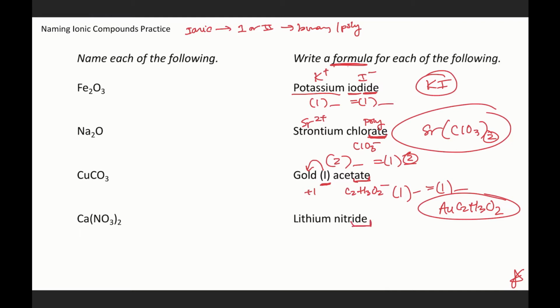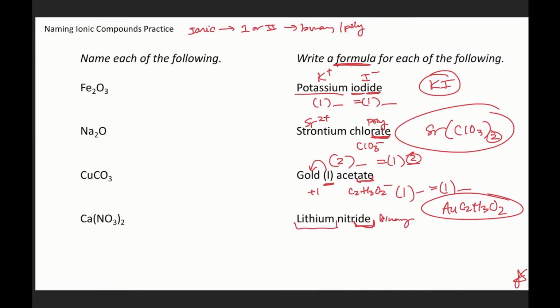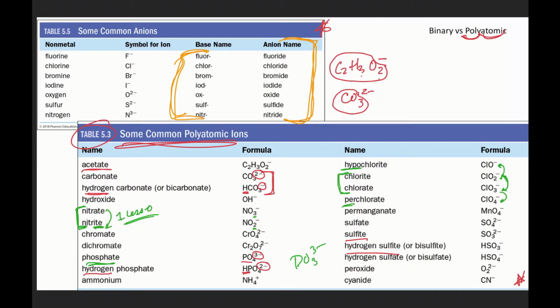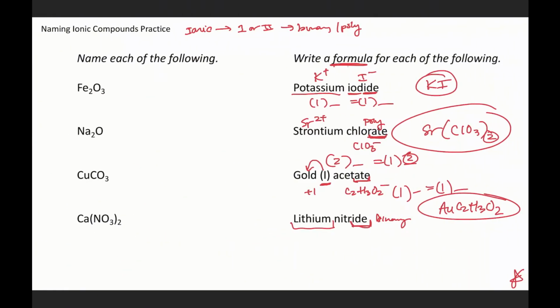And then for lithium nitride, again, breaking down the name, we have this "-ide" ending, which is your clue that it's binary. Then we would go look at a periodic table and find lithium. We would see that lithium is right here. Lithium is in group 1, so this is definitely a type 1, which means that we are just going to do the charges. There's nothing extra that needs to happen.